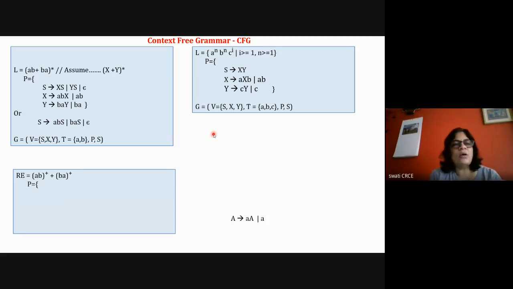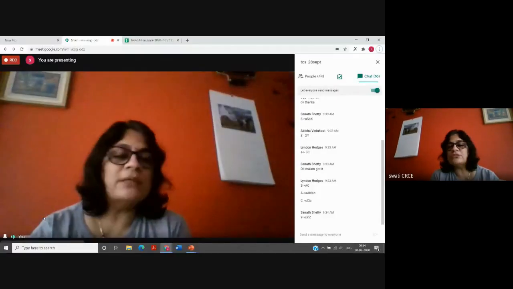Okay, now the next problem, AB plus or BA plus. So this was star, now it is plus. So use one variable and solve the problem. BA plus or AB plus or BA plus.